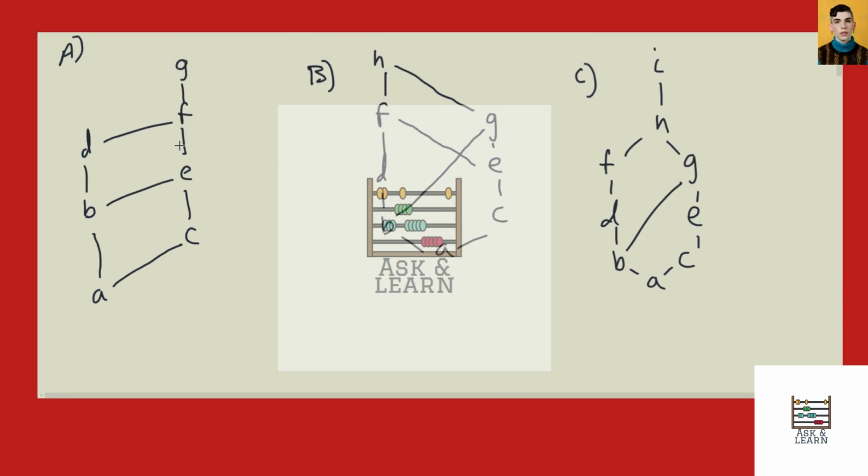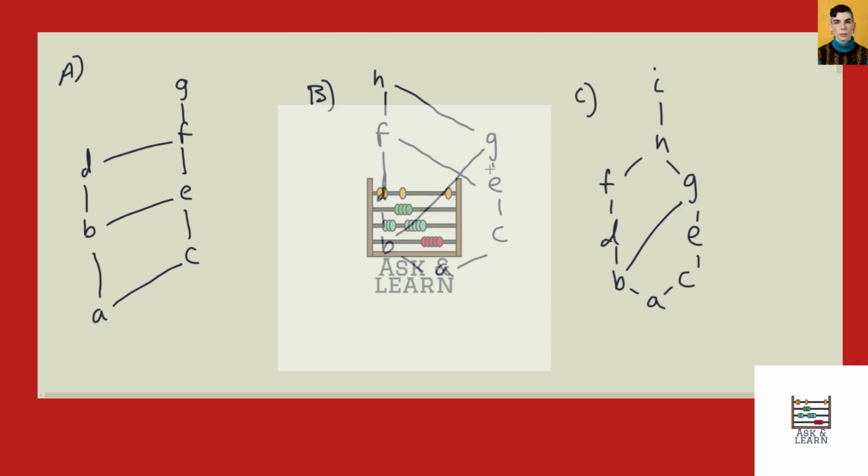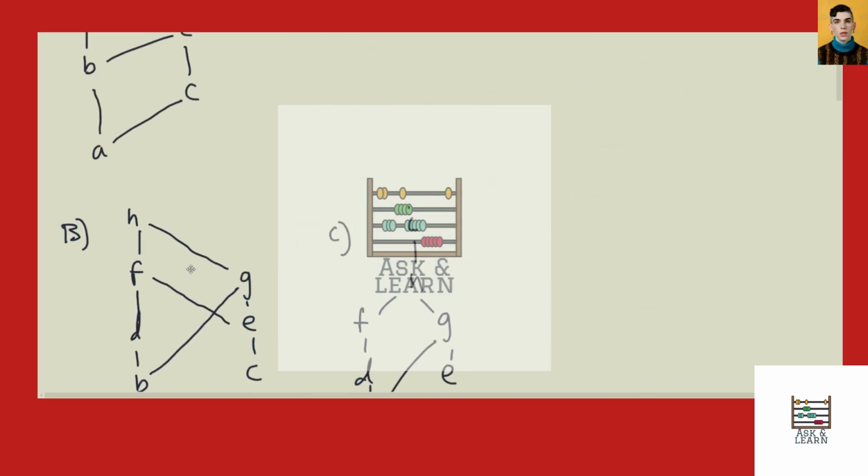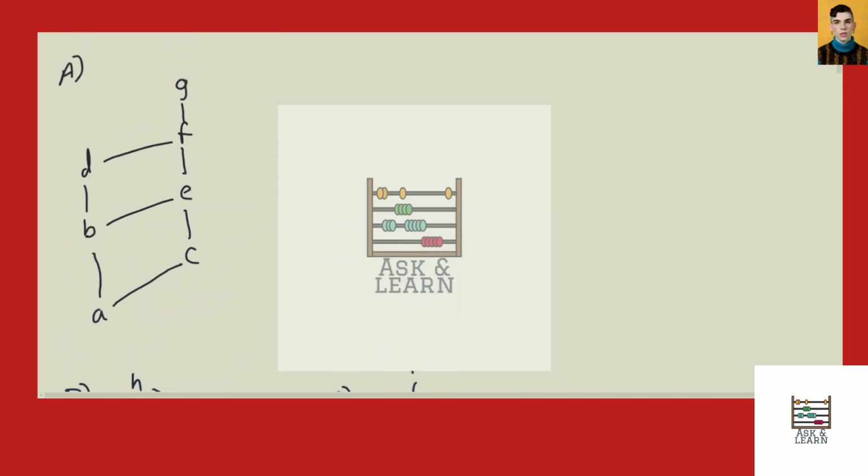So they want us to determine whether these three Hasse diagrams are lattices or not. Remember, to be a lattice, we want to show that we can choose any two elements of these sets, and we'll have a greatest lower bound and a least upper bound. Let me move these down here because we'll need a little bit of room. If it is a lattice, we have to show that every single pair has a least upper bound and a greatest lower bound. So let's go ahead and start.